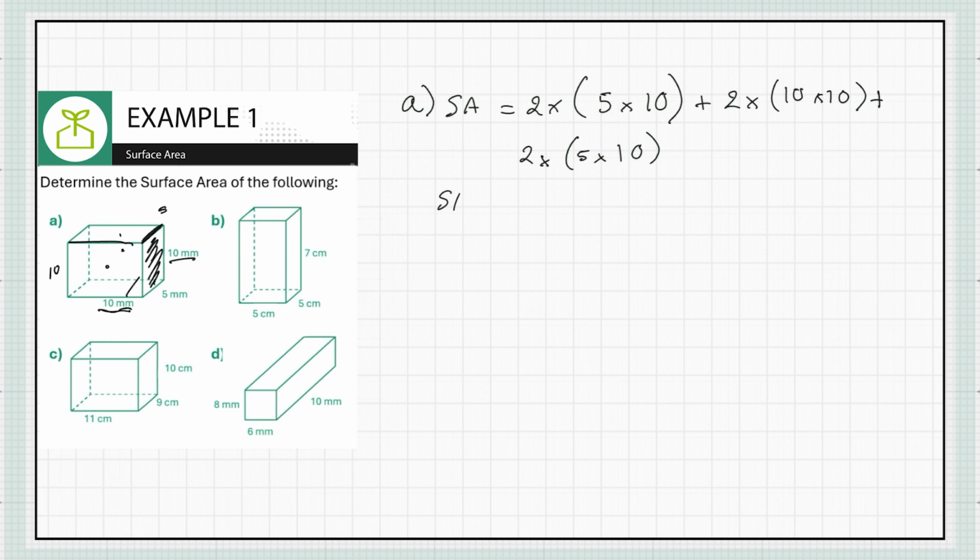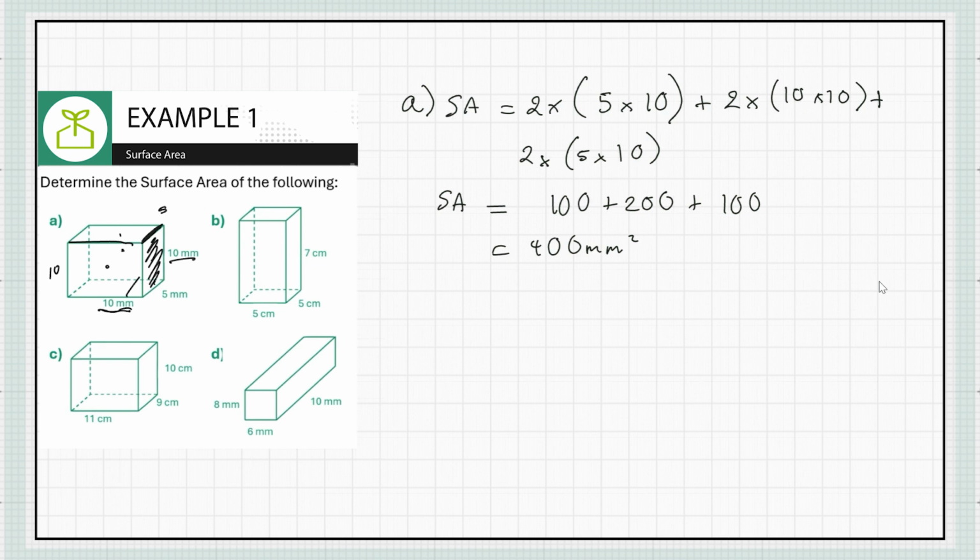So you just need to be aware of each of the faces that are different, and then multiply that particular area by 2. So the surface area here: 5 times 10 is 50, so 2 times that is 100, and then 10 times 10 is also 100, so doubling that will be 200, and then we have 5 times 10, which is 50, and doubling that will be 100. So the end result is going to be 400 millimeters squared.